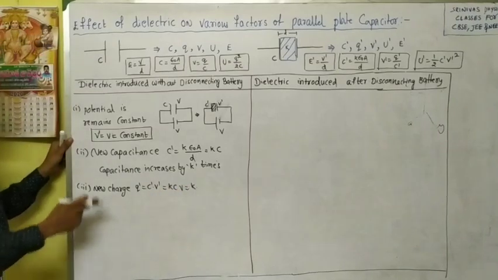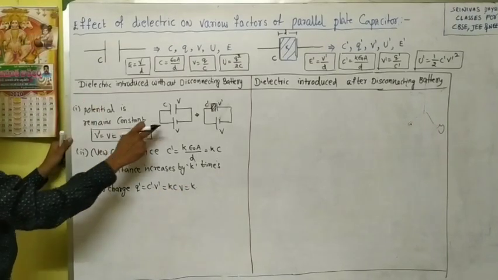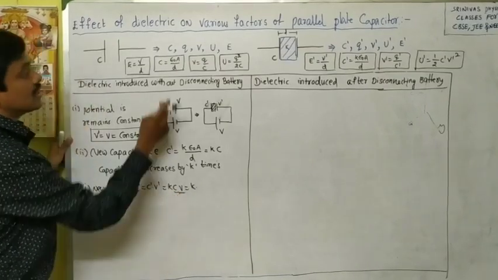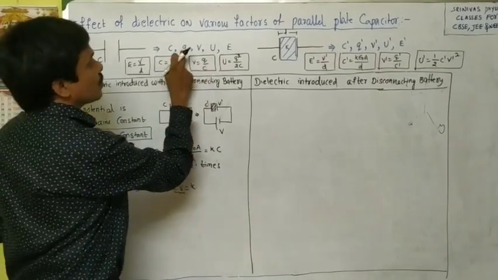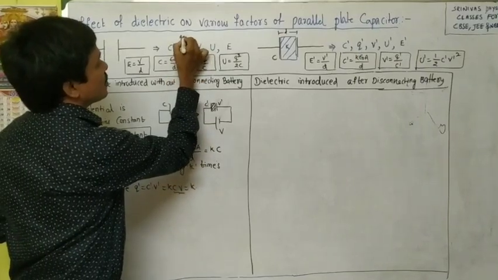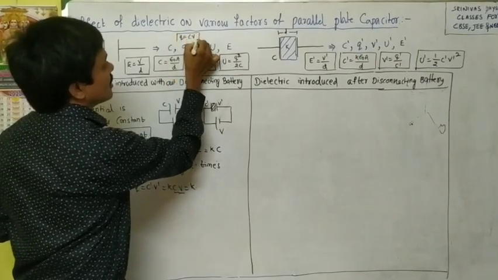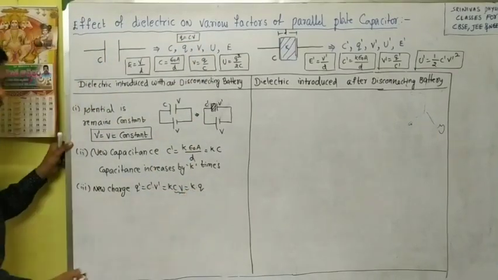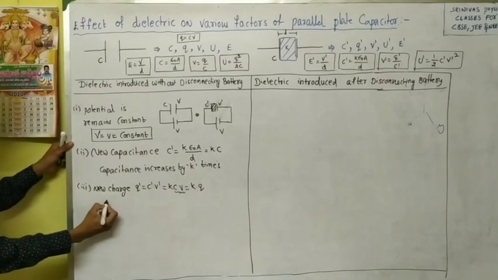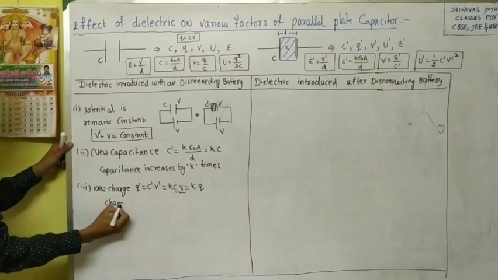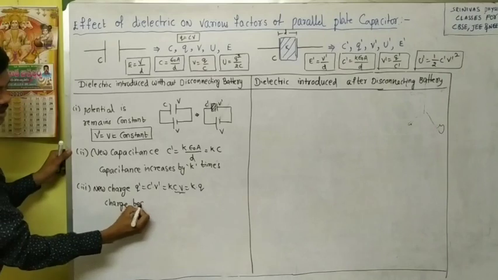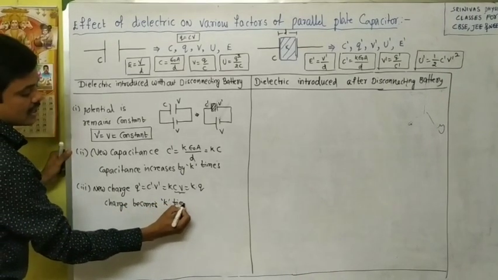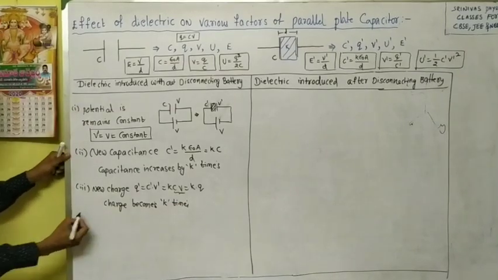K into CV, new potential equal to old potential. Potential does not change because the battery potential always remains the same. K into CV. CV is what? CV is the old charge. Q is equal to CV, right? That means now what happens to the charge? Yes, the charge also becomes K times. The charge stored on the capacitor increases by K times.